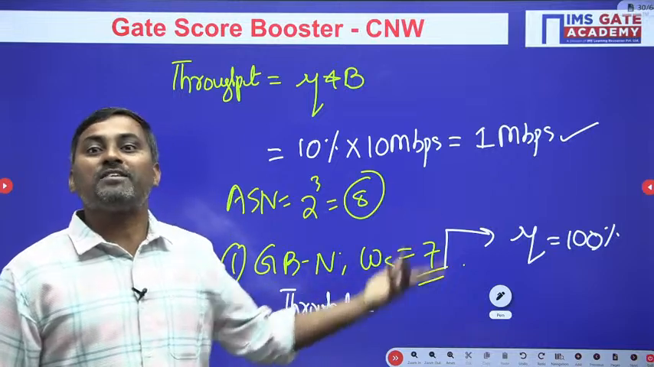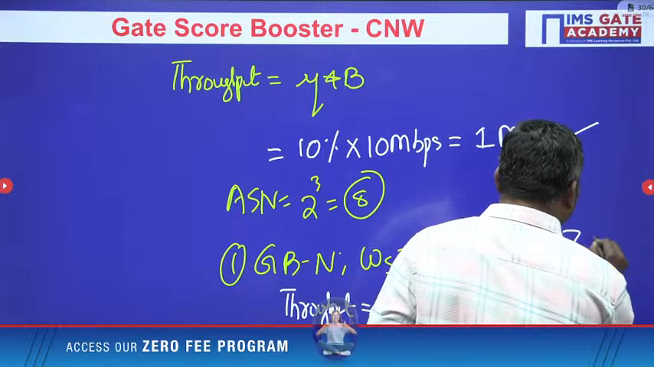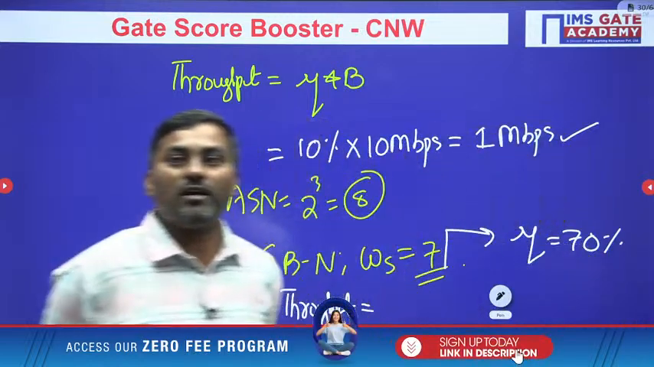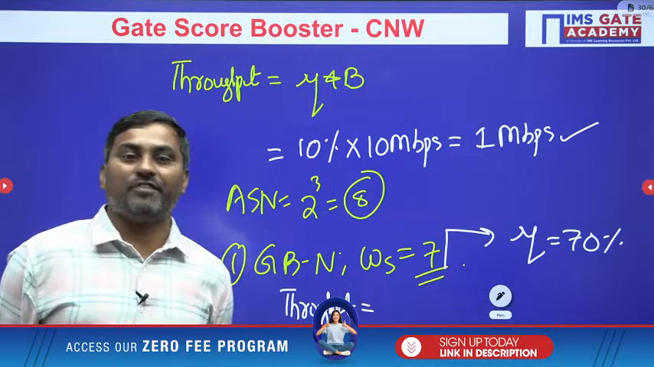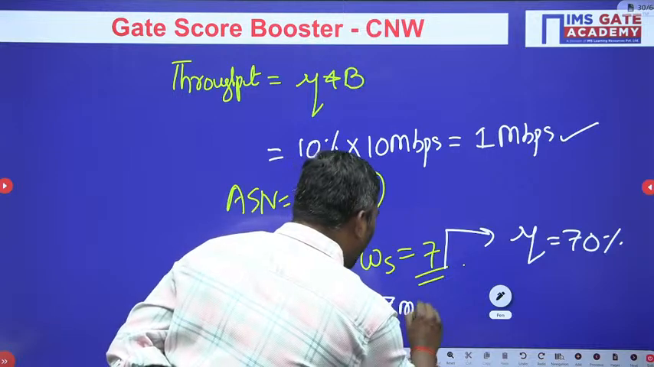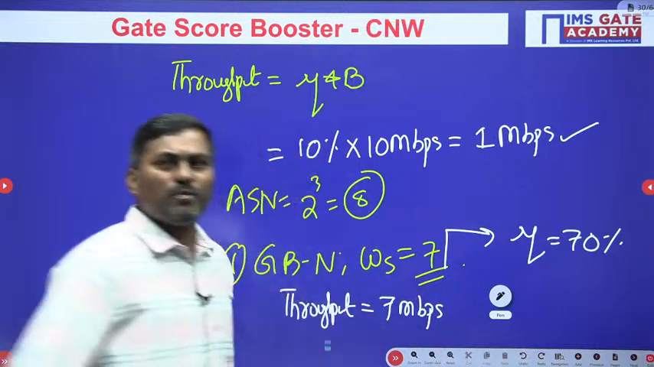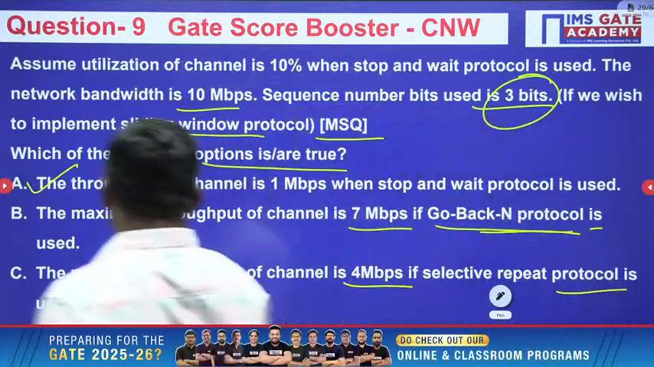So now 70% utilization is there, right? So I should not make it 100% now. It is utilizing what now? 70% of it. Correct or not? The 70% of this bandwidth is what? Now 7 megabits per second. 7 megabits per second. Very good observation. Yes. So this is also correct now.